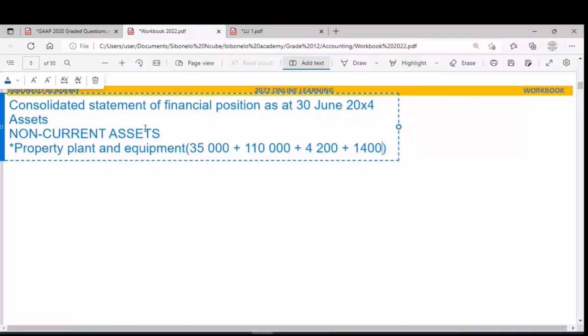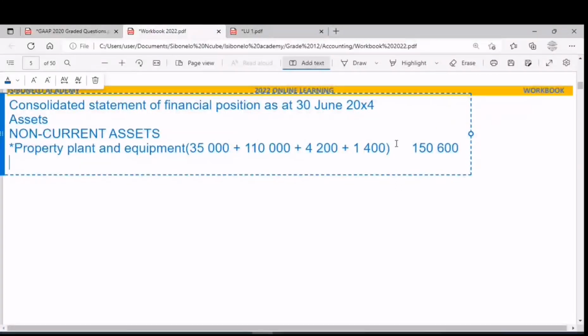So how much is the total of assets for property, plant and equipment, PPE? It comes to 150,600. Okay, I don't remember if under non-current assets you remember we recognize goodwill.